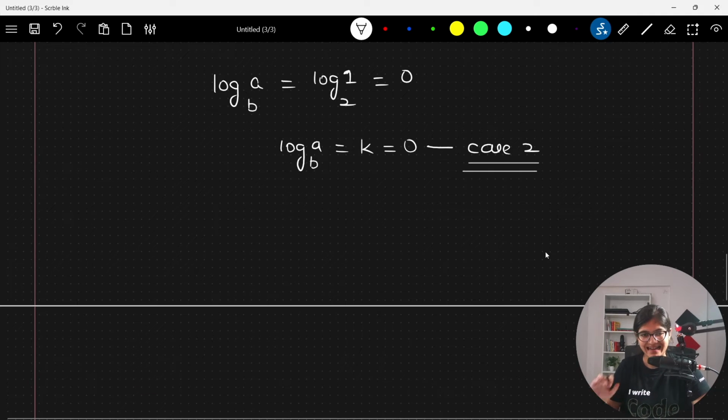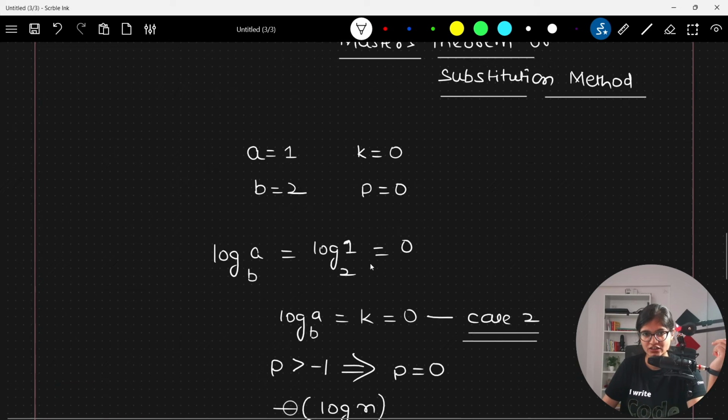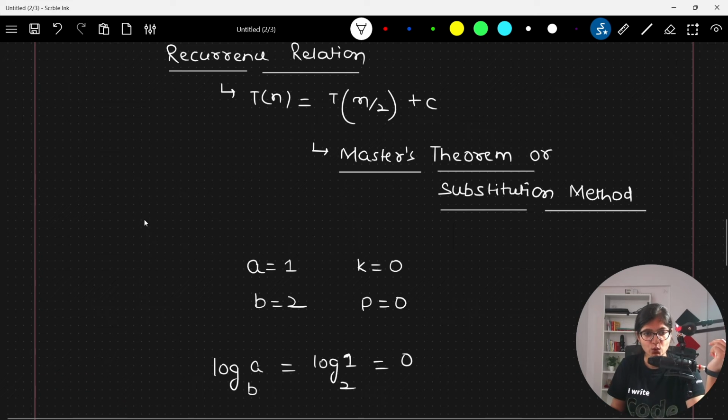Now here, at that point of time, in this particular case, when the value of p is greater than or equal to minus 1, because here we will be having the value of p equal to 0, the answer will be theta of n to the power k, which is equal to 1, log of p plus 1 into n. So here we will be able to get the time complexity of log of n. If you know the Master's theorem, then only this part you will be able to understand.